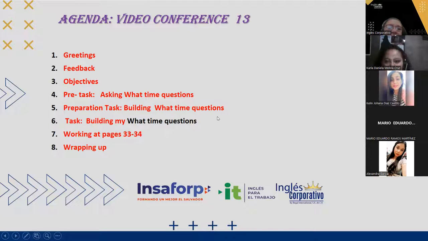As every time we meet here, we're going to have a feedback on what we did yesterday. Also, we're going to be reading our objectives for today. You're going to be asking what time questions as the topic that I read for you. Also, you are going to be building, constructing, writing what time questions, because you're going to work in groups and also individually. And we're going to cover the contents from your manual, pages 33 and 34. I expect that we have enough time, and the wrapping up of the class at the end.